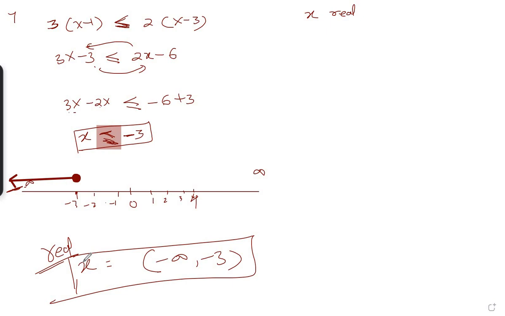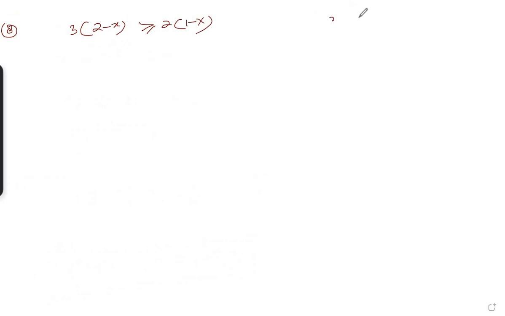Okay. Next question. This is also pretty simple. They are saying x is again real, so we will take care of it. Let's multiply this inside. So it will be 6 minus 3x is greater than or equal to 2 minus 2x. Correct? 2 minus 2x.